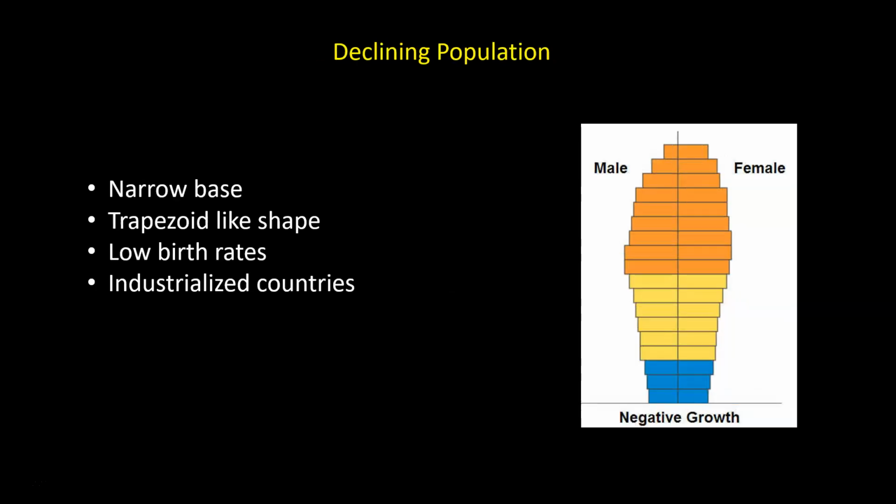Finally, some countries have populations that are slowly declining, or what we might call negative growth. They have a narrow base, indicating a low birth rate, and generally exhibit a trapezoid-like shape. These types of diagrams are typical of industrialized countries like Japan, Greece, and Hungary.